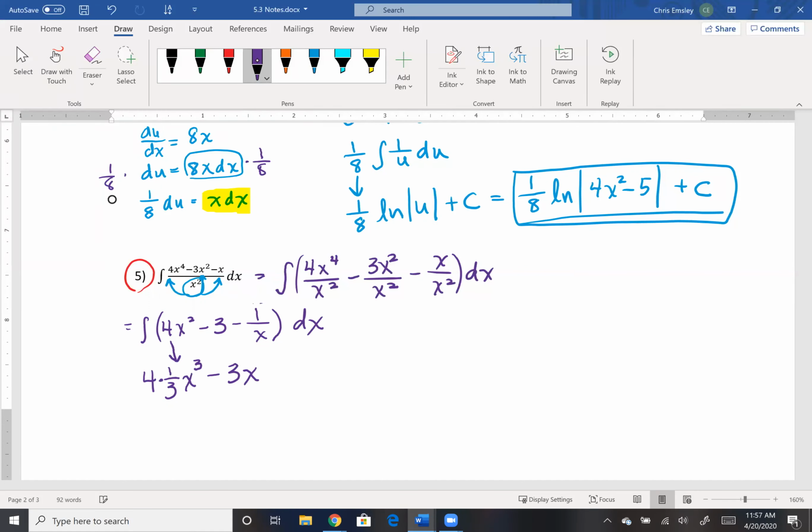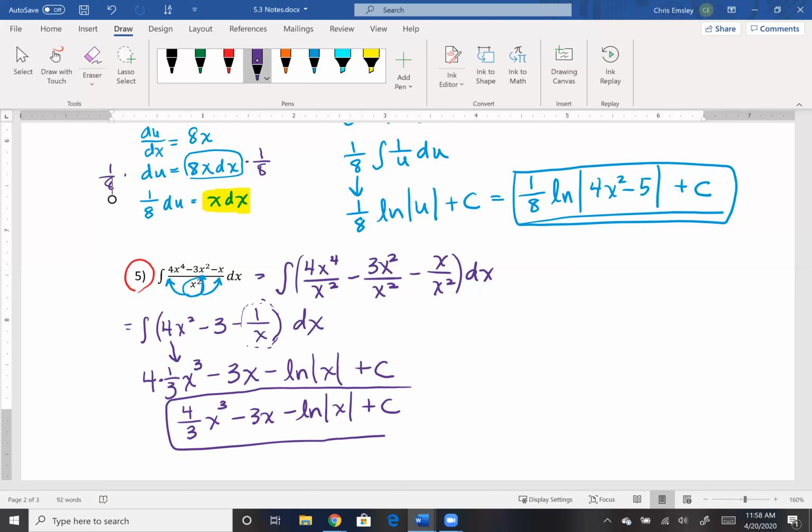And then we have to recognize and remember, here's our new rule. The integral of 1 over x is the natural log of x. Just a little bit of simplifying we can do in that first term. 4 times 1/3 is 4/3. And that would be our final answer. So what we did up here at the top is simplify with algebra first.